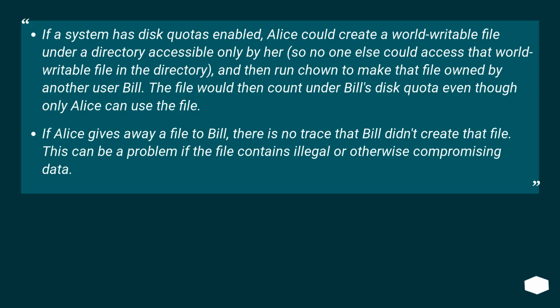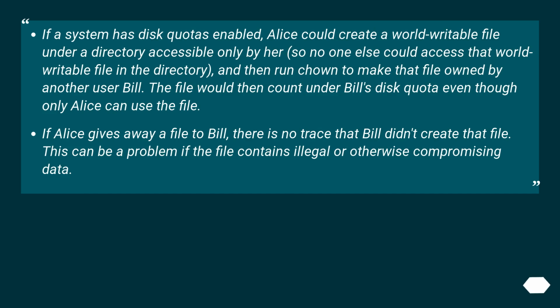if the system has disk quotas enabled, Alice could create a world-writable file under a directory accessible only by her, so no one else could access that world-writable file in the directory, and then run chown to make that file owned by another user, Bill. The file would then count under Bill's disk quota even though only Alice can use the file.